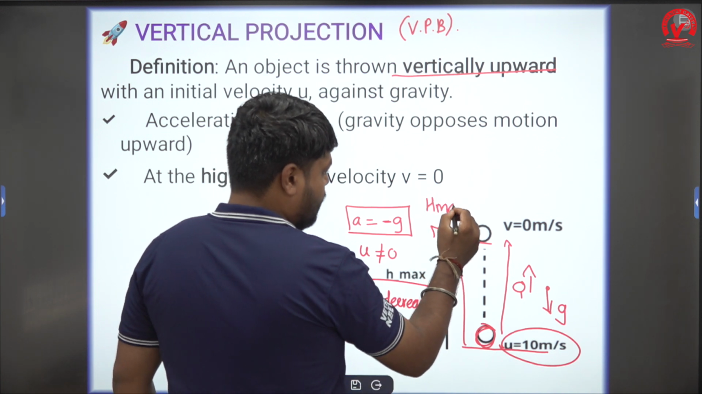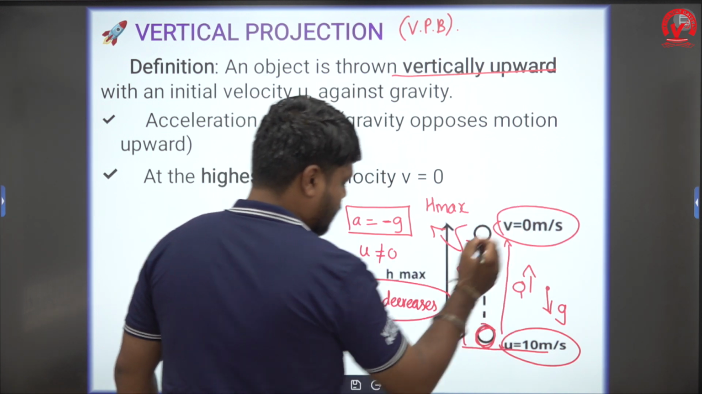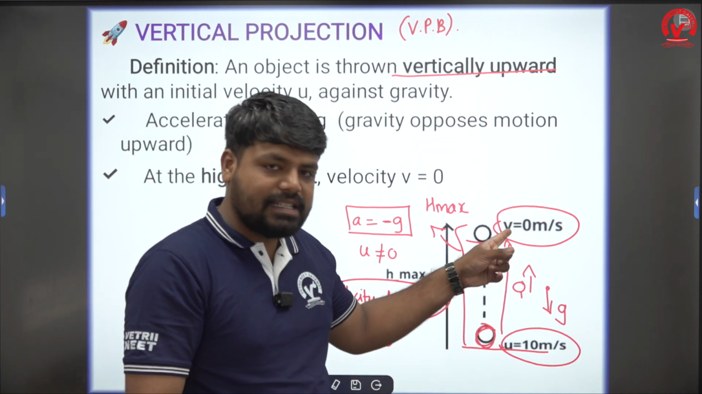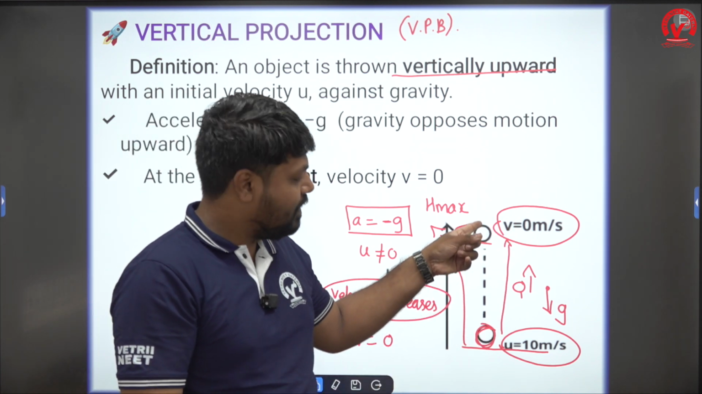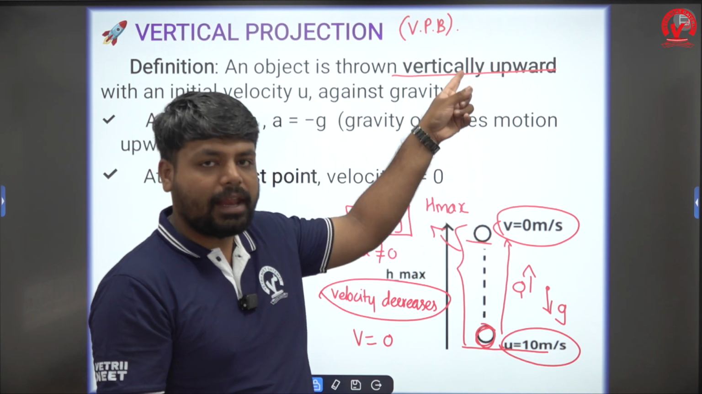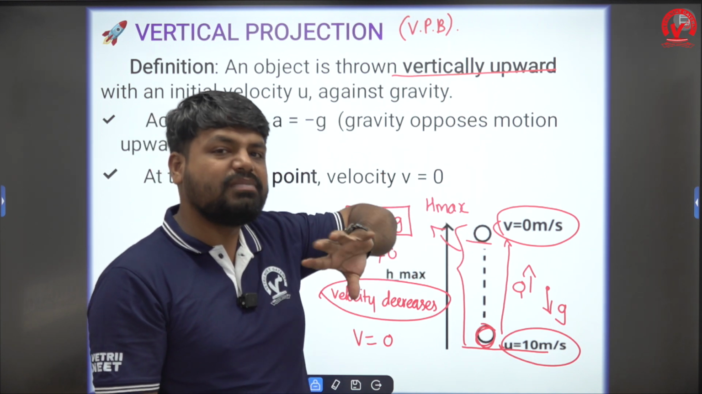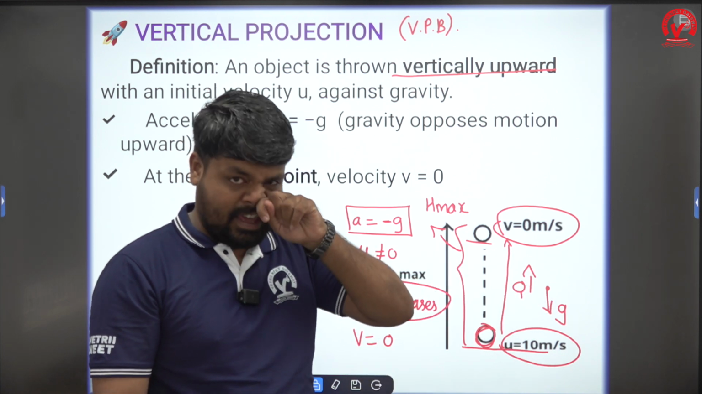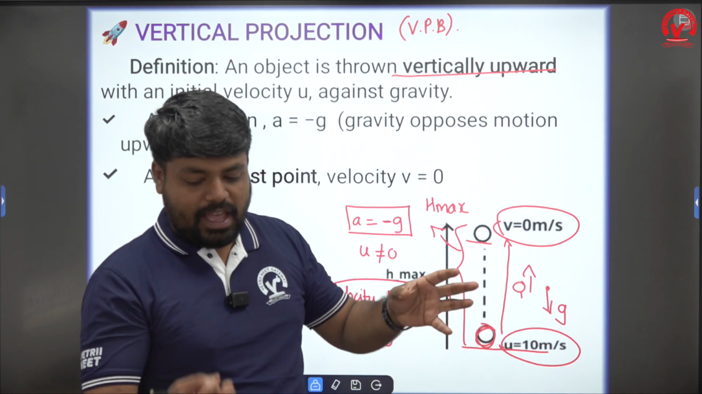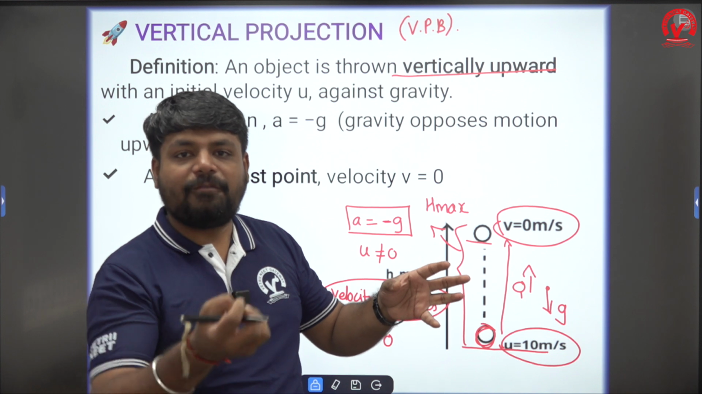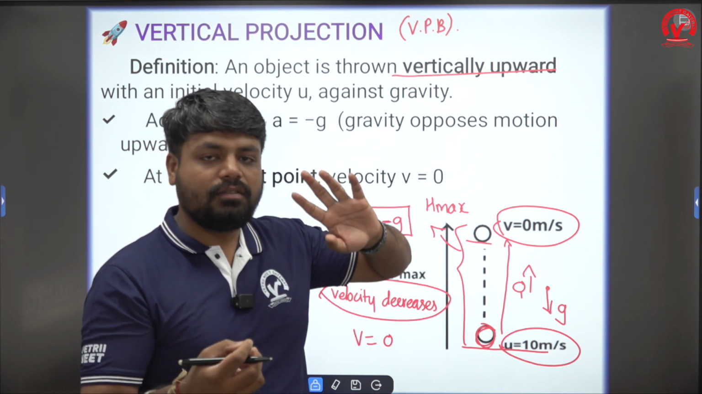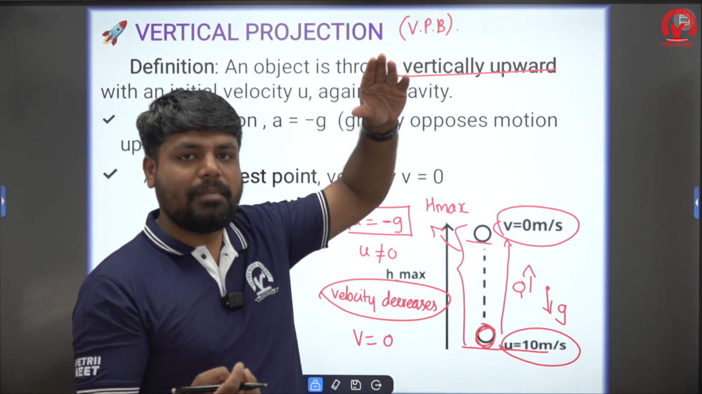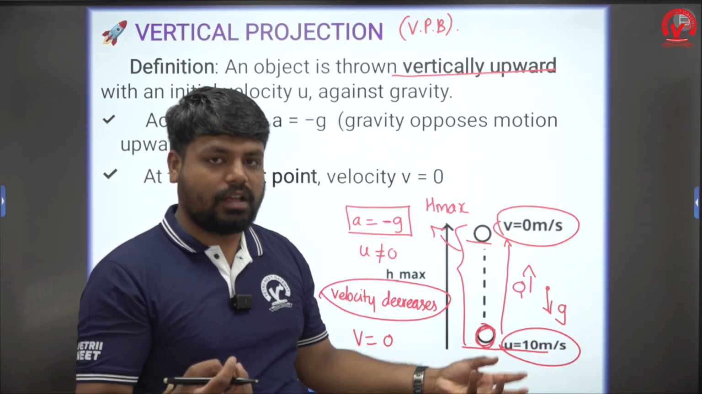At h max, its final velocity becomes 0. If the velocity doesn't become 0, what will happen? The ball keeps on moving upwards. But if we throw an object upwards, it returns back to the earth, to the ground. Why? Because we have not given enough velocity to keep moving upwards. So after reaching some maximum height, it will return to the ground.